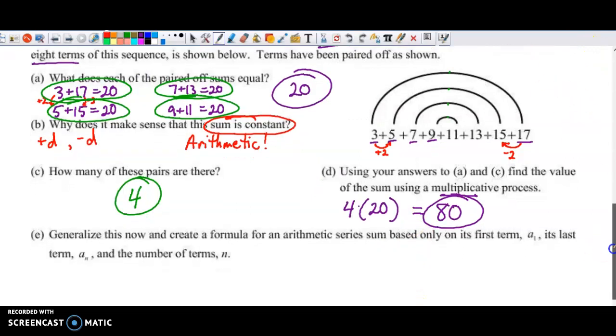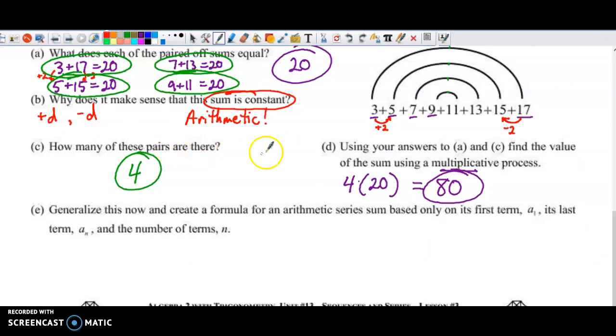So what does that mean for us? Well, let me put it this way. Notice on this problem that we had 8 terms.